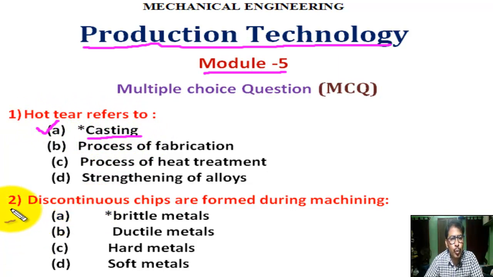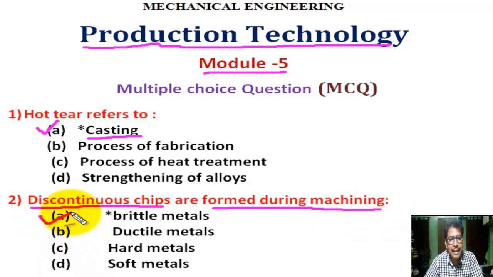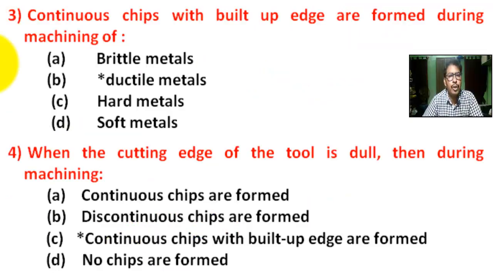Question number 2. Discontinuous chips are formed during machining. There are 4 options. Correct answer is A. Discontinuous chip is formed during machining of brittle metals.